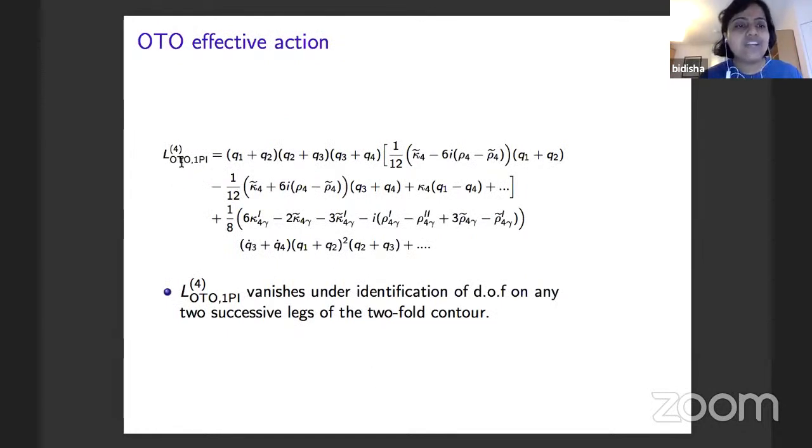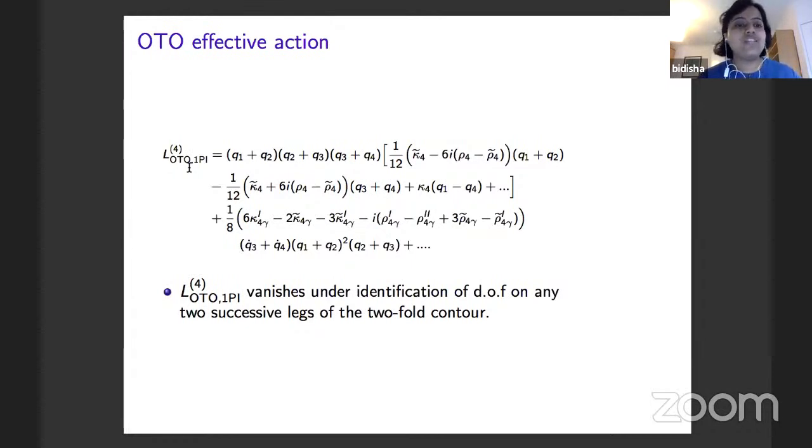This OTO part, which is a genuinely new term because of the generalization to the second fold of the time contour, looks like this. It has many other terms, but I'm just trying to show you the structure here. Notice that if you collapse any two successive legs, which means that you set either Q1 plus Q2 equal to 0, or Q2 plus Q3 equal to 0, or Q3 plus Q4 equal to 0, where these were the degrees of freedom on the four legs, then this multiplies the whole thing. So this whole OTO piece will just go to 0. If you go from the two-time fold to the one-time fold by collapsing two consecutive legs, this OTO contribution to the effective theory will completely disappear. So in the one time fold contour, you can't even see them. You really need to generalize to more time folds.